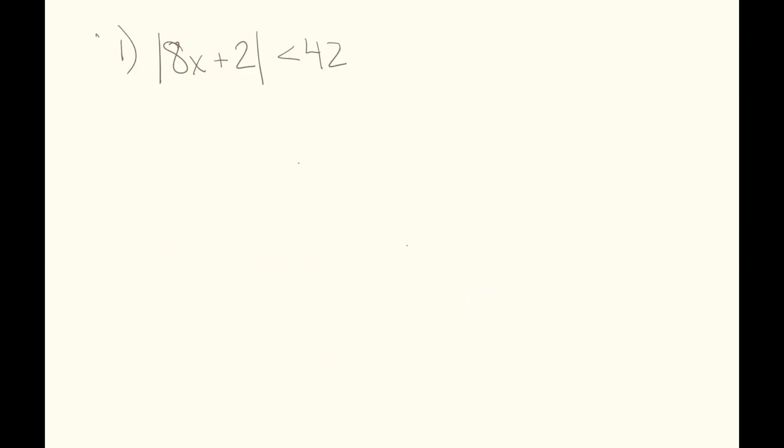Okay, so in this problem, I've got the absolute value of 8x plus 2 is less than 42. So less than, you're going to use the word and. So I'm going to set it up both ways. My first way, I'm going to say 8x plus 2 is less than 42. There's where and comes in. So I'm going to use and 8x plus 2 is greater than a negative 42.